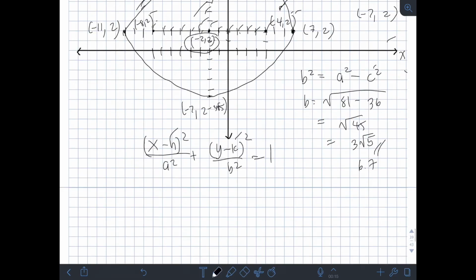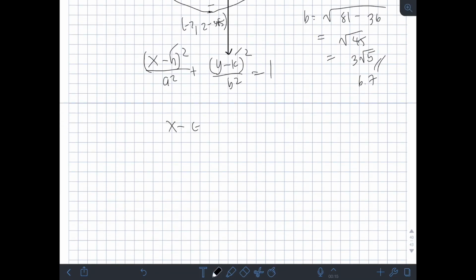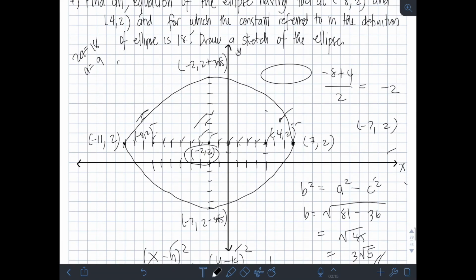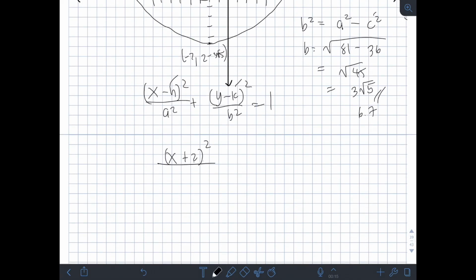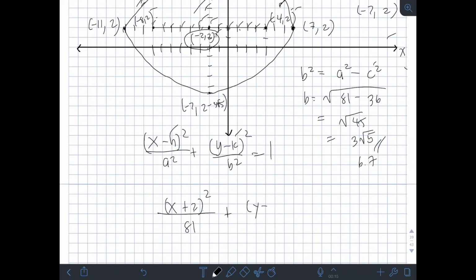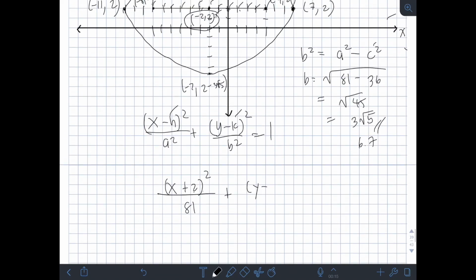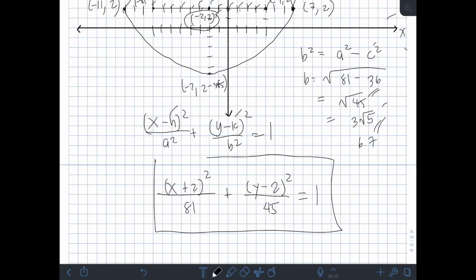So, substitute natin, we have x minus negative 2 or positive 2, right? So, x plus 2 quantity squared over, so a kanina is 9. So, pag in-square natin, 9 square is 81. Plus, y minus k is 2. So, y minus 2 quantity squared over, ano naman si b? Kanina na-solve natin is 3 square root of 5 or square root of 45. Pag in-square natin, 45 na lang. Then, equal to 1. So, therefore, this is the standard equation of the ellipse. Okay?